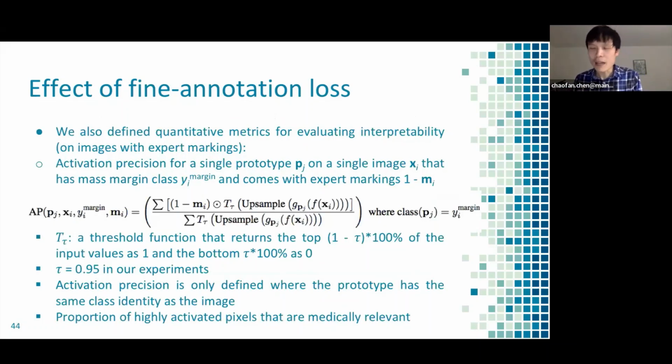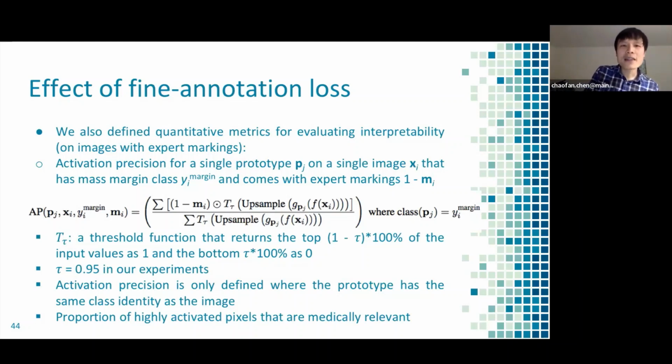And we also developed a quantitative way to evaluate the interpretability on those images with expert markings. The metric we developed is called the activation precision. The formula here is the activation precision for a single prototype P_j on a single image X_i that has the mass margin class Y_i margin and comes with the expert marking 1 minus M_i.